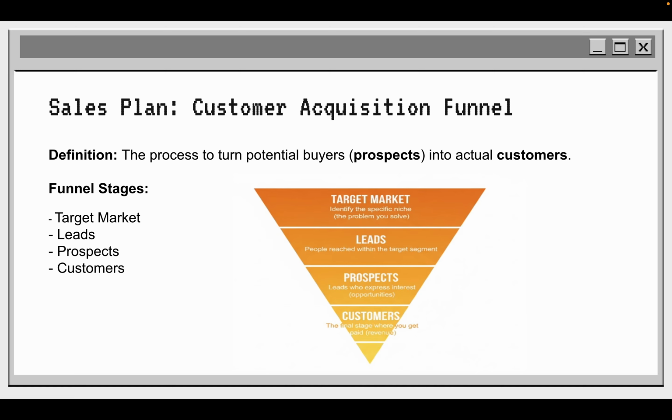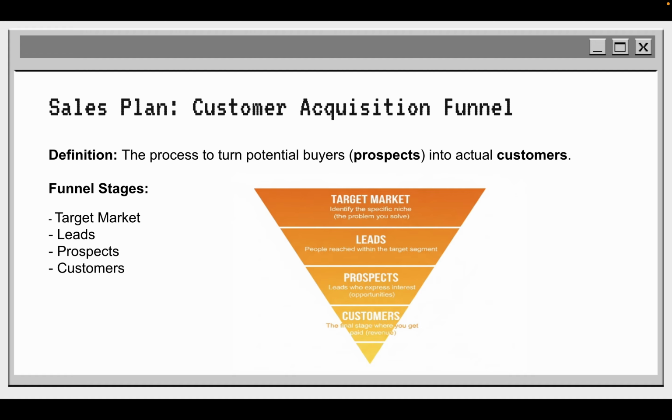Now we have an approach tip to apply this method. We can use a bottom-up approach for realistic market size. Now the sales plan also helps us to acquire customers. This is in the funnel shape as you can see in the diagram given. It is a process to turn potential buyers into actual customers.